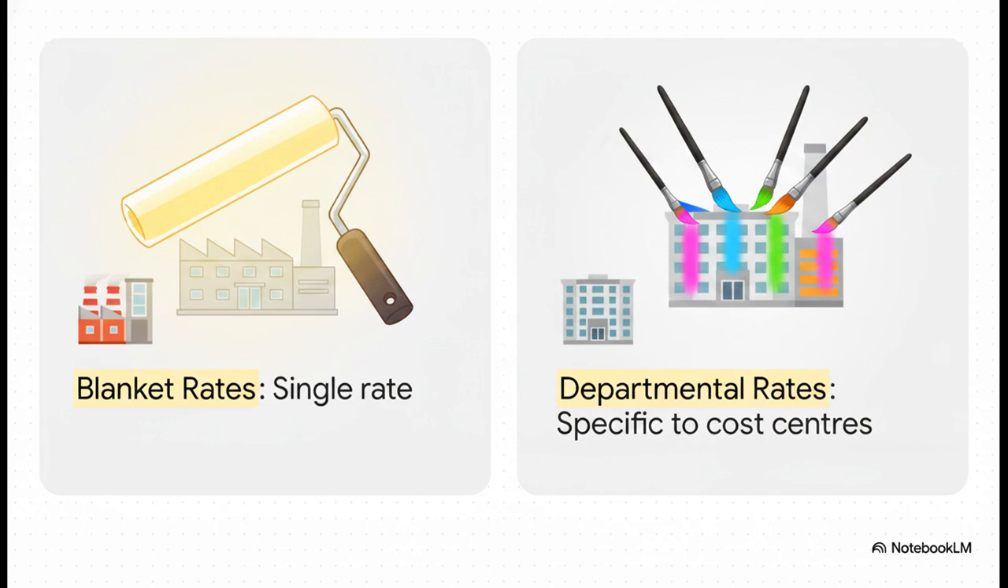Factories have to choose between using one giant rate for the whole facility or specific rates for each department. While a company-wide blanket rate is way easier to calculate, departmental rates are highly preferred. Why? Because products consume resources so differently. One item might spend hours in a heavily automated grinding department, while another speeds right through it but spends days in manual assembly. Departmental rates ensure total precision.